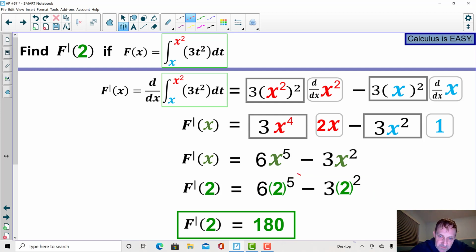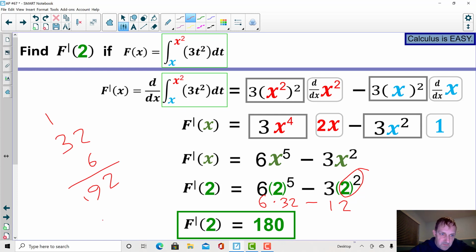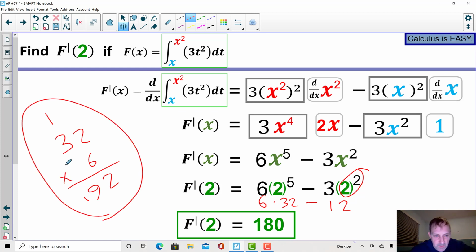So just as a reminder, 2 to the 5 is going to be 32. So we get 6 times 32. 2 squared is 4, so it's going to be minus 12. And as you can see, 32 times 6 is going to give us 192. So this becomes 192 minus 12, and that's how I'm getting 180.